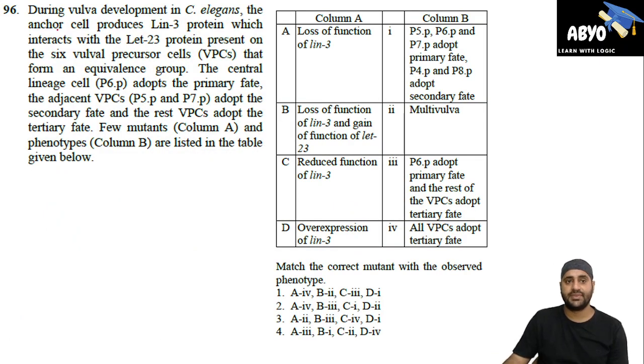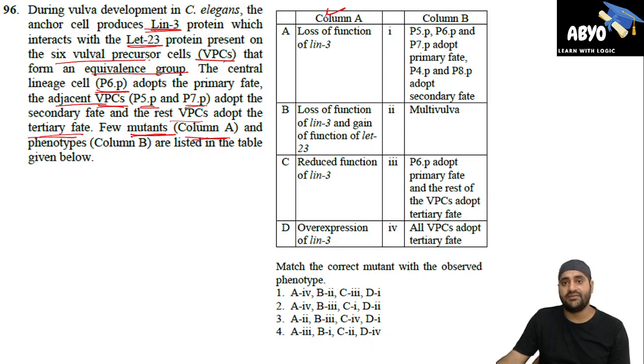The last question. During vulva development in C. elegans, the anchor cell produces Lin3 protein, which interacts with the Let23 protein present on the 6 vulval precursor cells. That's true. That forms an equivalence group. The central lineage, P6.p, adopts the primary fate. The adjacent VPCs, P5.p and P7.p, adopt the secondary fate, and the rest of the VPCs adopt the tertiary fate, which means they give rise to hypodermal cells. Okay, fine.